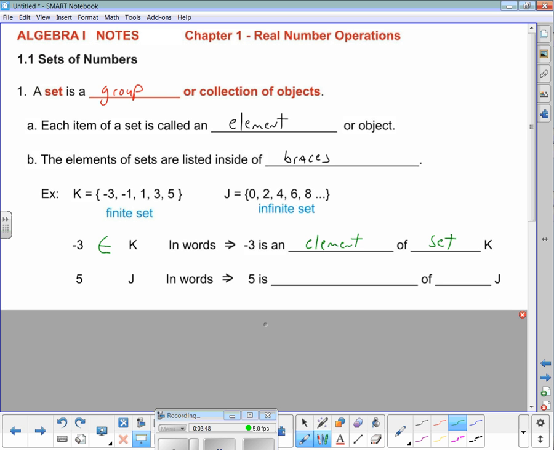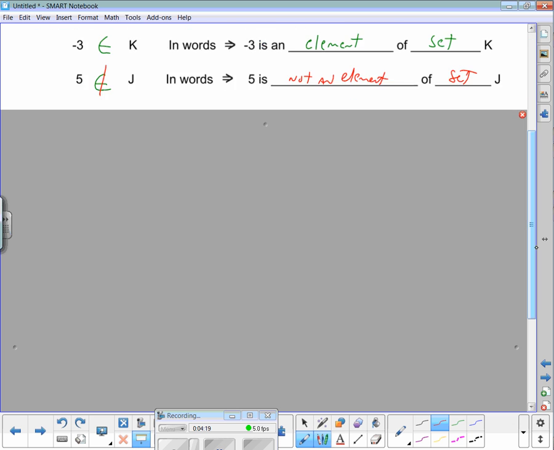Of course, if you remember last year, the idea of negation. So look at 5 and look at set J. Is 5 a member of set J? And 5 is not a member of set J. So I'm going to take my is-a-member symbol, take my red and negate it. And we learned how to negate last year, right? So 5 is not an element of set J.